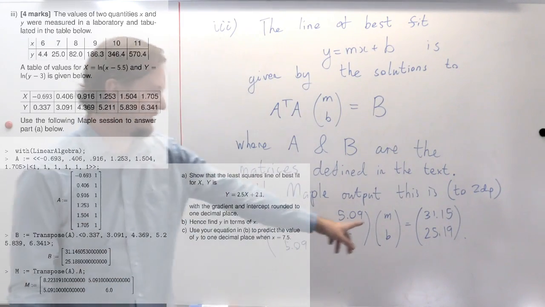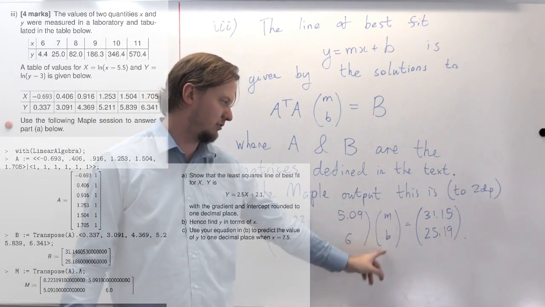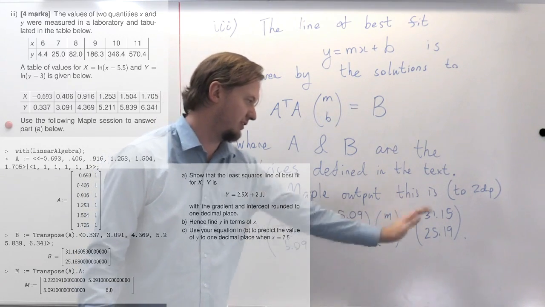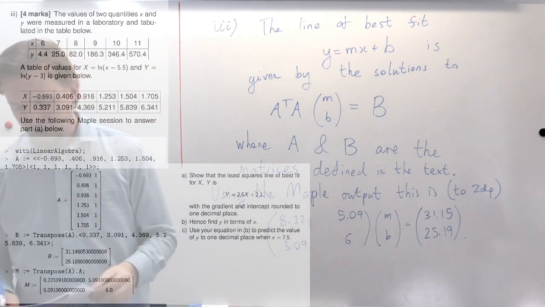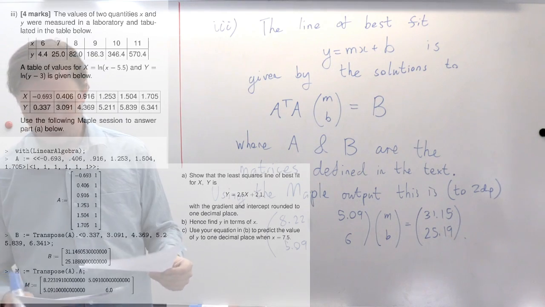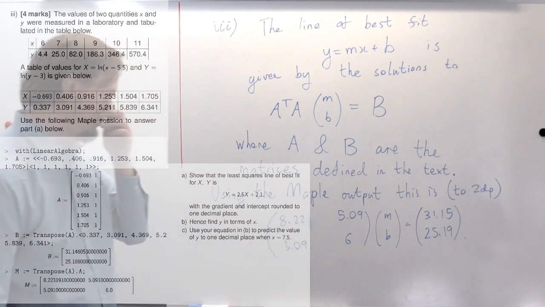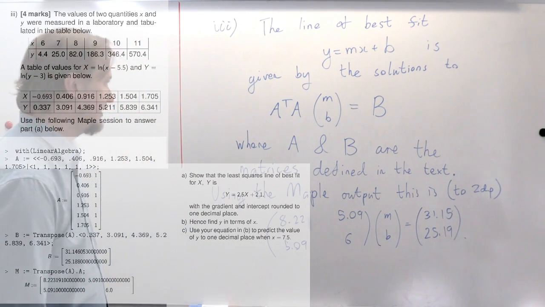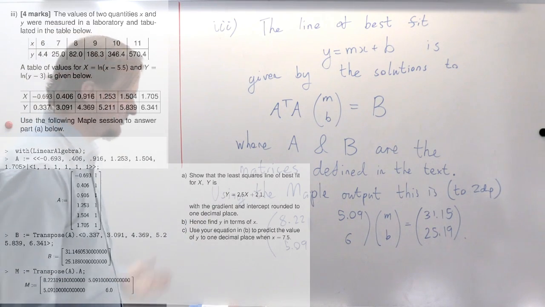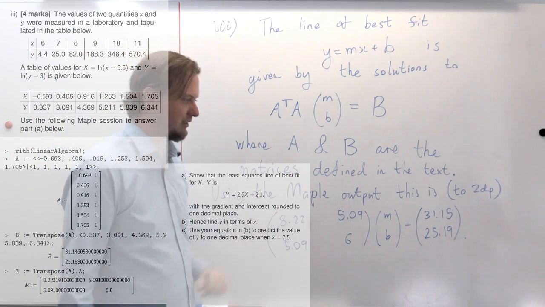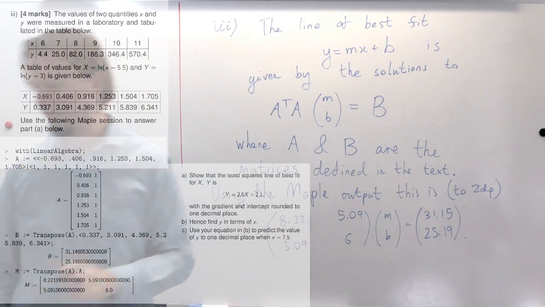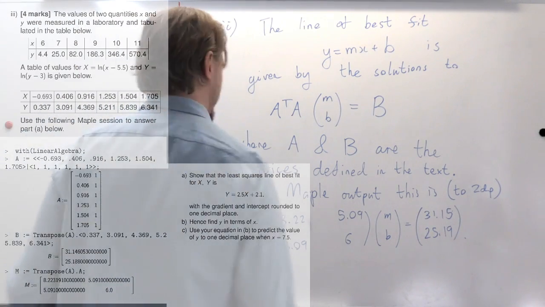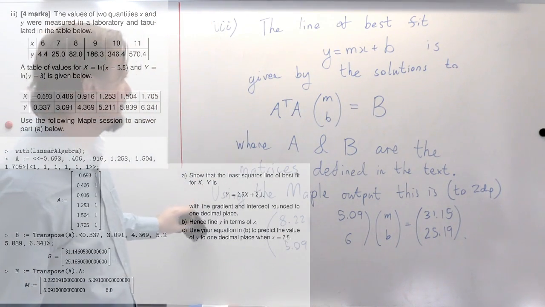Right, so I want to find out what values of these 2 numbers will solve this equation here. Now, very nicely, we know how to solve equations like this. We can just use the inverse matrix. If I multiply by the inverse matrix, it'll give me the parameters I'm looking for.